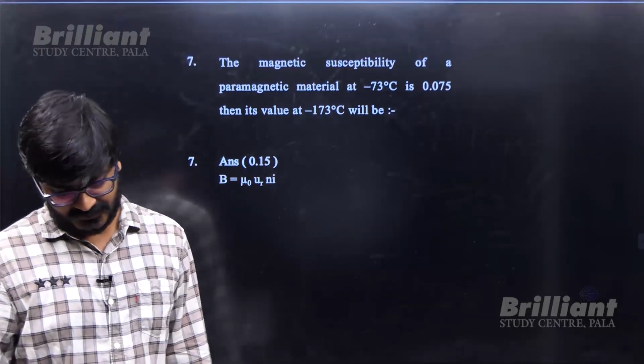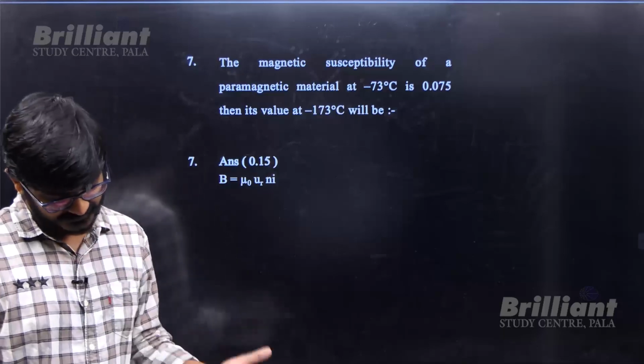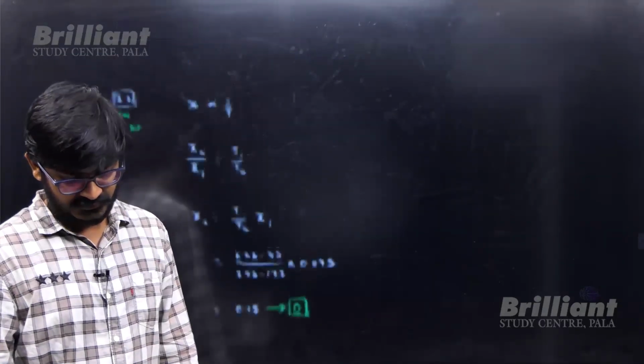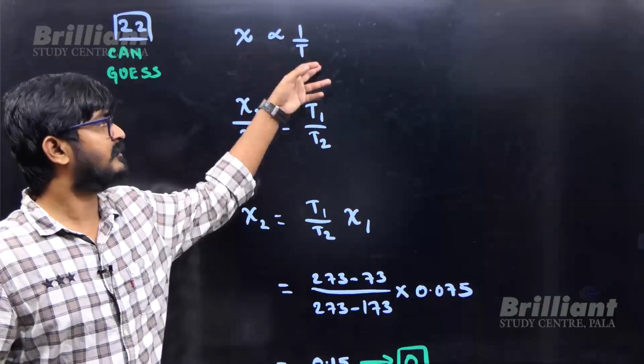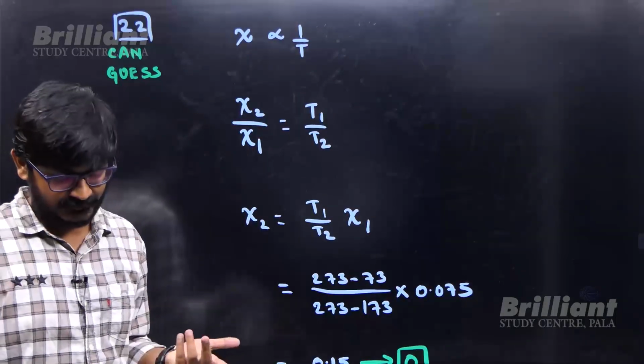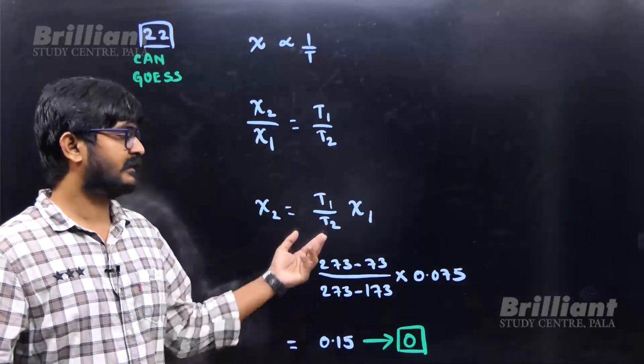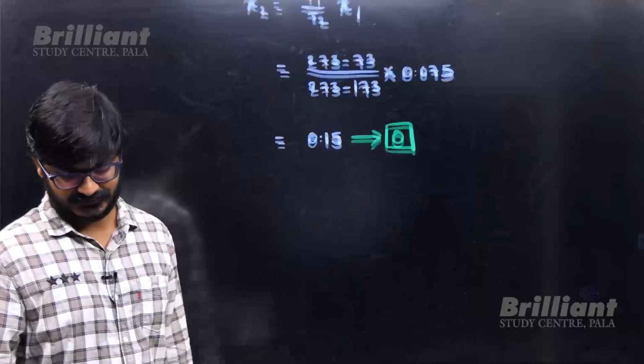The magnetic susceptibility of a paramagnetic material is given, and you need to find it at another temperature. Susceptibility is inversely proportional to temperature. It was found from experiment, so there is nothing much you can do other than remembering it. You can take the ratio, but note that the temperature you must substitute is in Kelvin.